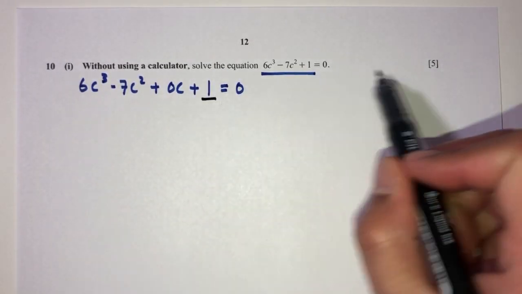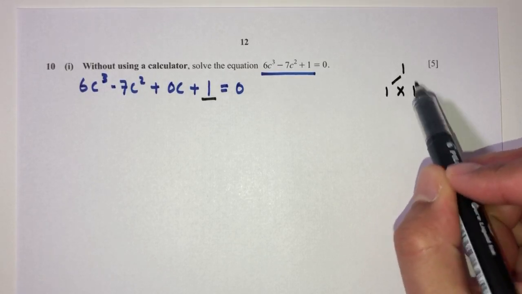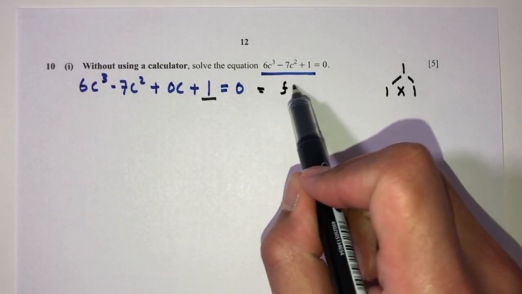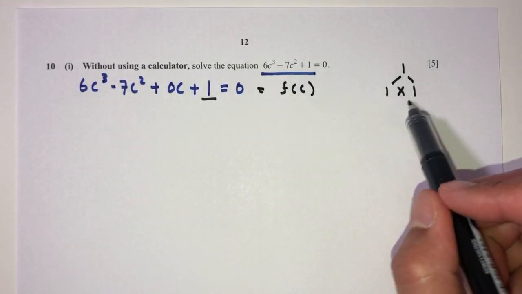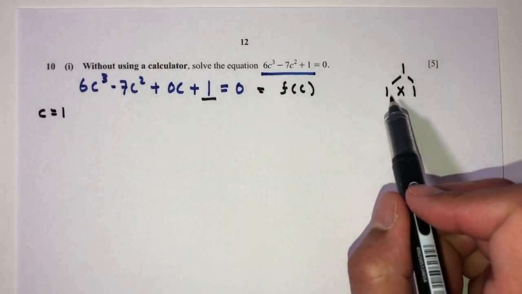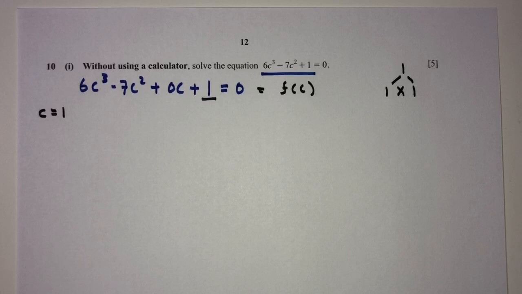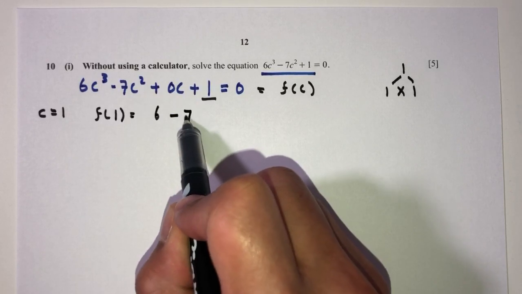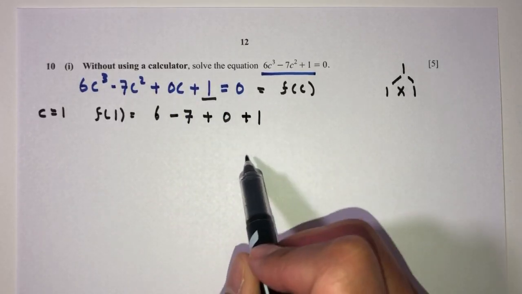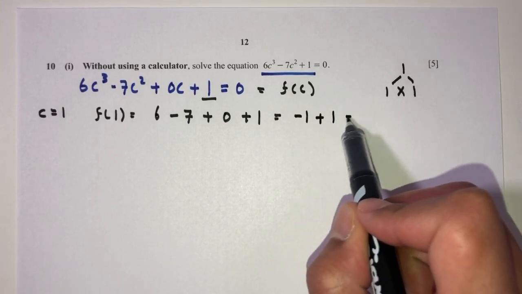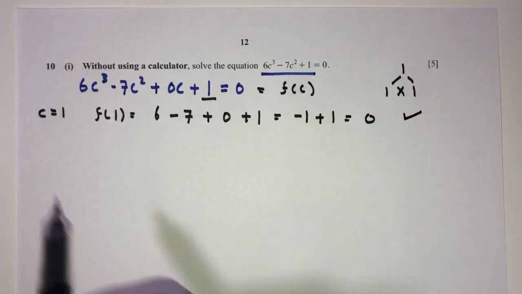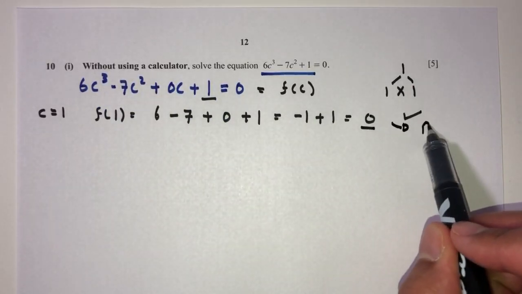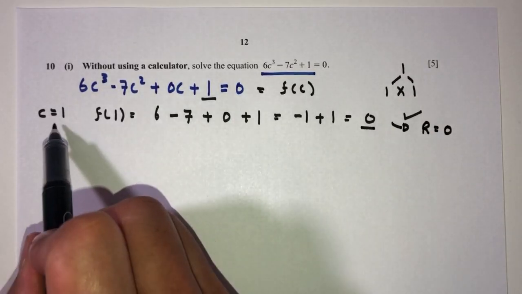So what is 1? We know 1 is 1 times 1. So let's try 1 as the possible solution. So let this be called f of c. Let c become 1 because we use the factors, and let's try them one by one to see if it is a solution or not. So we have f of 1 is 6 minus 7 plus 0 plus 1. That will be minus 1 plus 1. That will be 0. So it is good because when we put the value of 1 in our equation, it gives you 0, which means the remainder is 0. If the remainder is 0, it means that it is a solution.